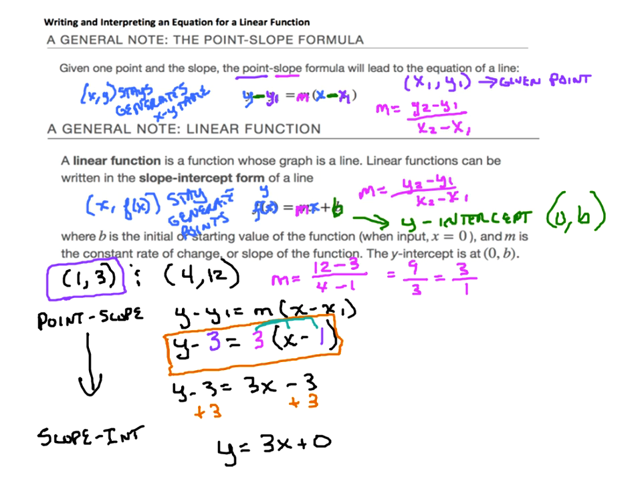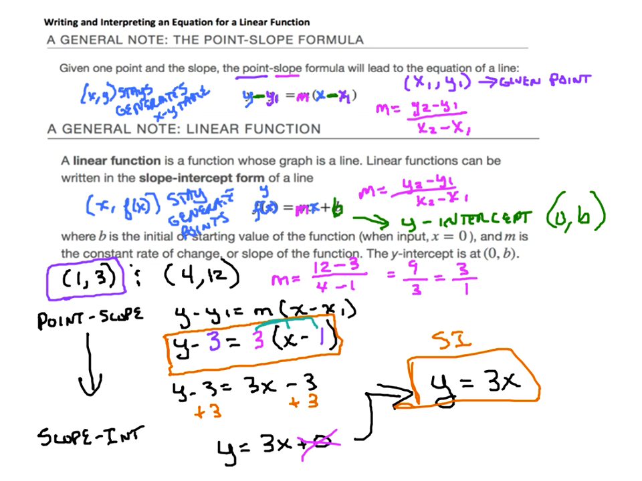I could say plus 0, but you're never going to see plus 0 written. It's understood to be there. So my y-intercept is 0. It goes through the origin. So the form of this equation you're going to see is y equals 3x. So there's my slope-intercept form.